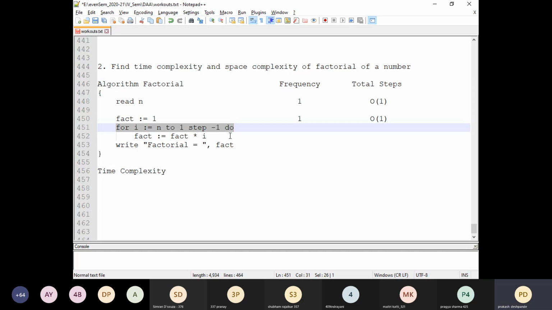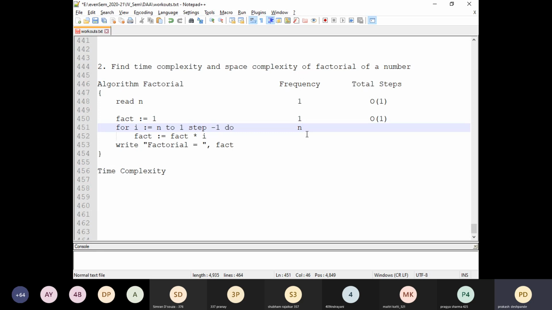For I equal to n to 1 step by minus 1. This is as good as in your C code or a Java code: for I equal to n, I greater than or equal to 1, I minus minus. So as per the step count which we have studied, how many times this particular for loop statement will get executed? N times. Okay. Any other answers?